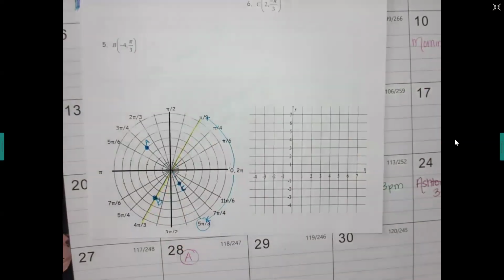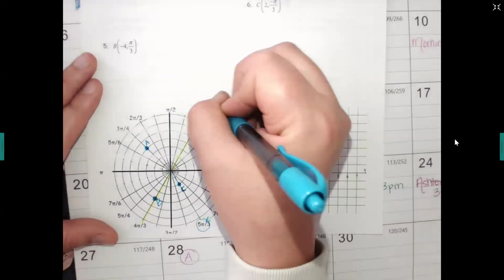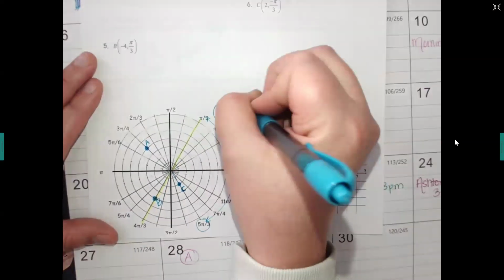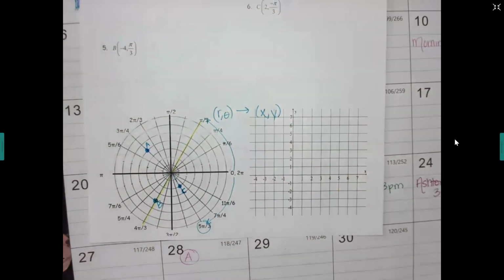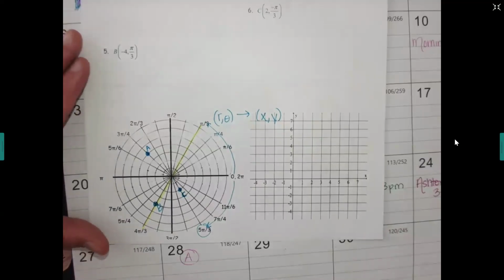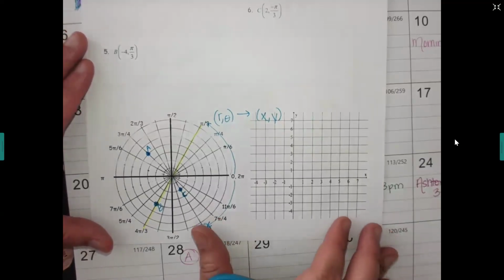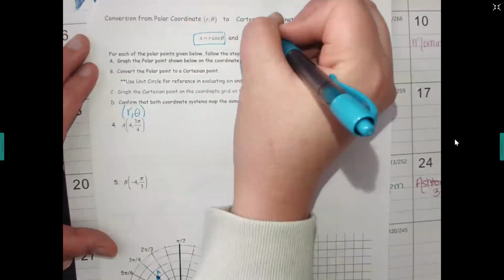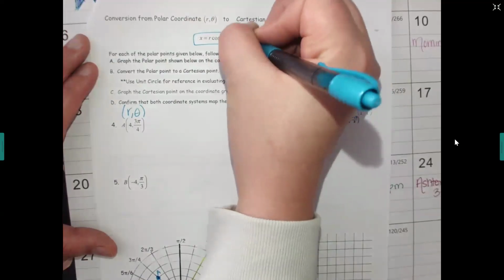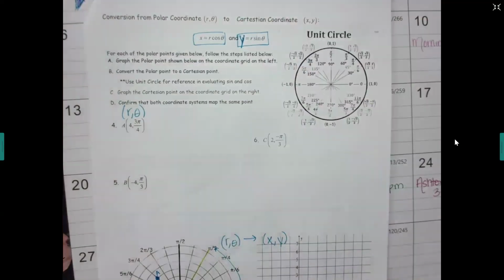Okay, so now our goal is to take those R, theta points, and we want to turn them into X, Y points. Okay, and the nice thing about this is that it's very similar to the unit we just finished on vectors. So what you're going to do is you're going to do your X equals, look up here at the top of your paper, the formulas are already written for you. X is R cosine theta. Oh, and this should say Y is R sine theta.